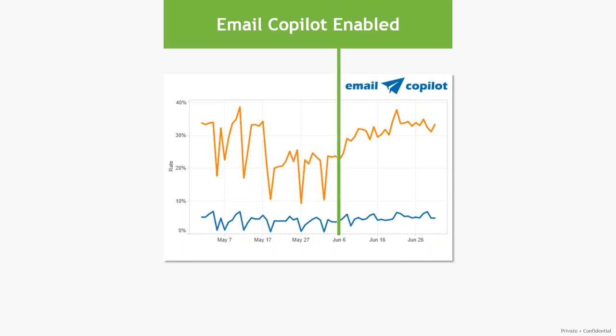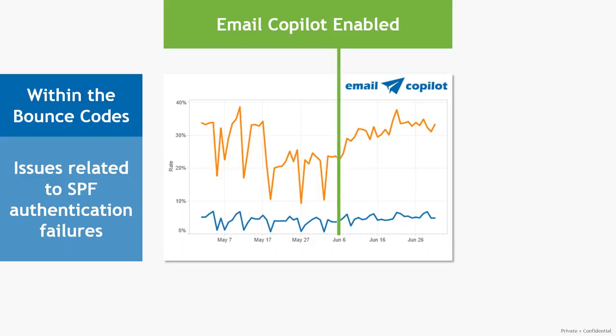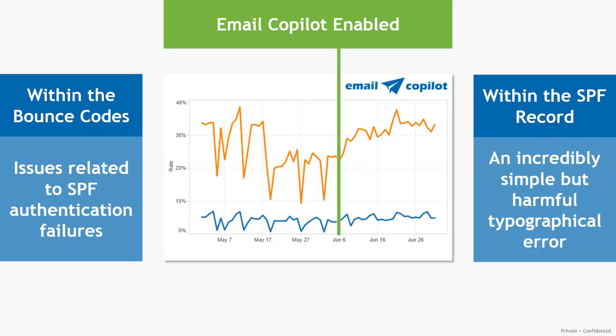So they gave us a call, and literally within a pretty short period of time, we started having a good idea of what was happening. And within the bounce codes, we actually saw authentication failures related to their SPF record. And when we checked the SPF record itself, we actually found a typo, a really simple typo.